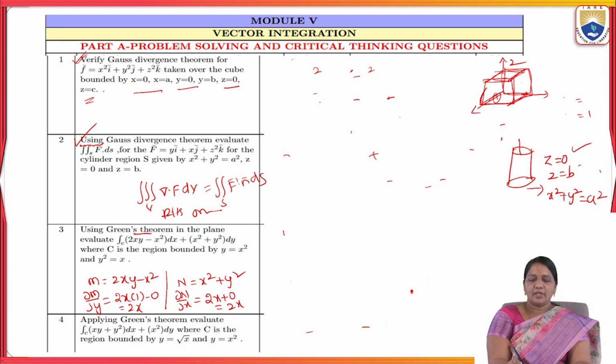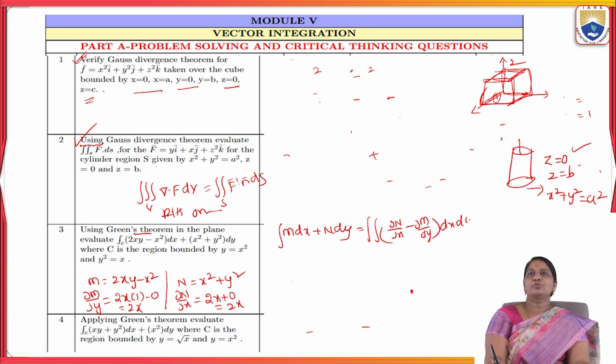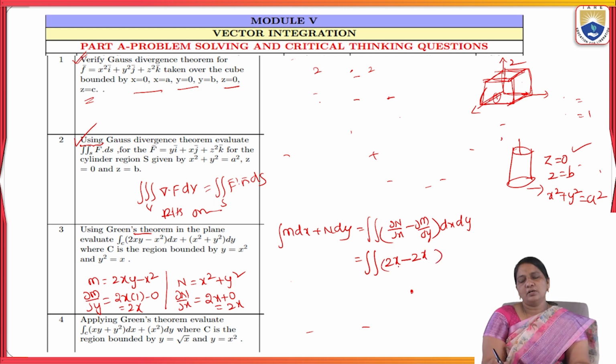So this is the integral of m dx plus n dy is equal to the double integral of dou n by dou x minus dou m by dou y into dx dy. So you should know about the x limits and y limits. So first we will calculate this one, then we can discuss the limits. So based on the graph, dou n by dou x value is 2x minus dou m by dou y value is 2x. So here this is becoming 0. That means finally this value is 0.